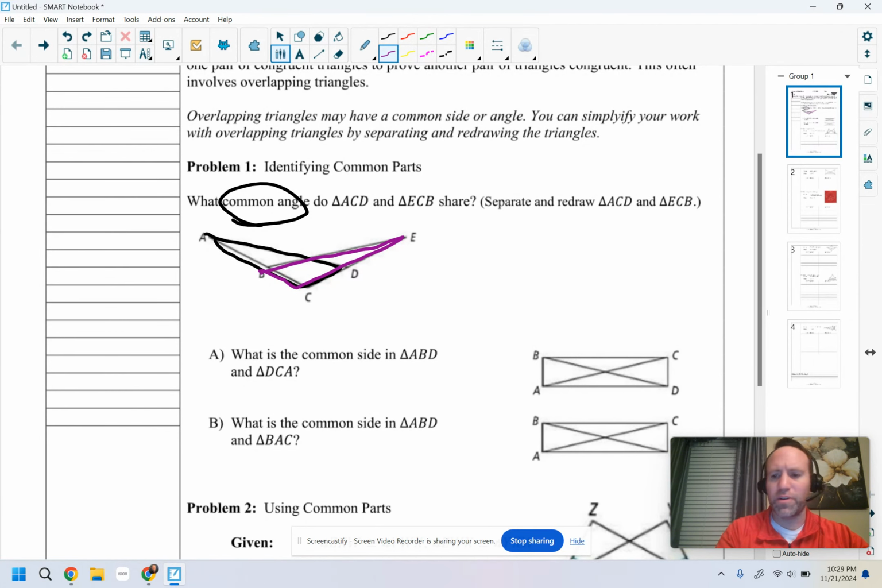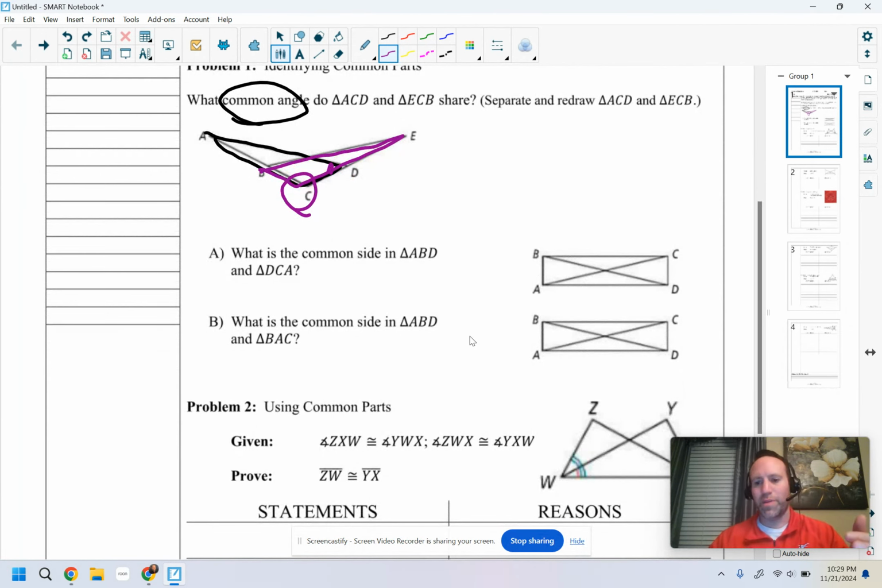But in this one, it's pretty clear that the overlapping angle, the common angle, is angle C. Now, you might be saying, well, angle D is in both triangles, Mr. Wright, and so is B. But angle D is inside the other triangle. It's not one of the vertexes. So when they're asking for that common angle, they're asking for a vertex angle, not an inside angle. A vertex is where the two lines meet.